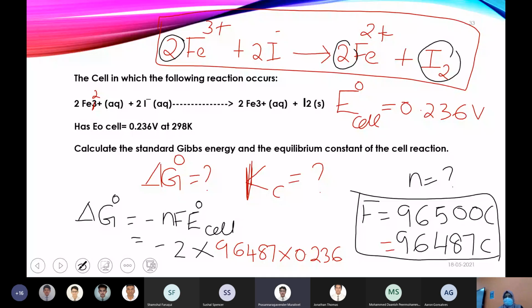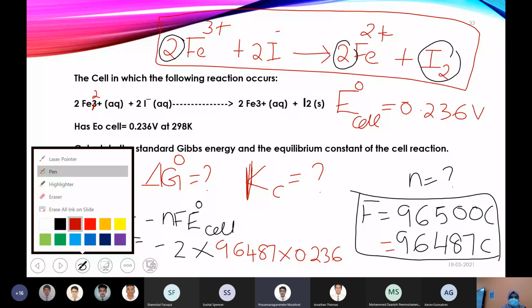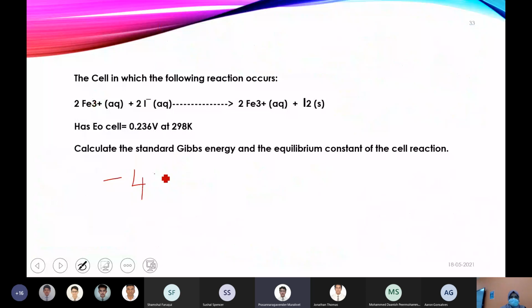Are you all getting minus 45,548? That will be in joules, so if you convert to kilo, the answer is minus 45.548. I took 96,500. Even if you take 96,500, at least the main digits will be correct. That negative 45 part will be correct. Negative 45.5, you will get it common. Maybe the second digit after the decimal may slightly change if you take 96,487.